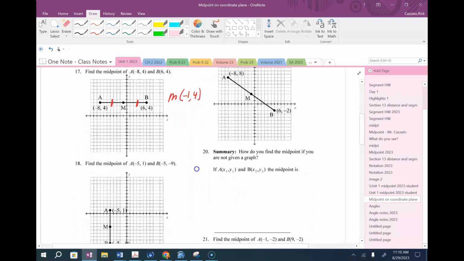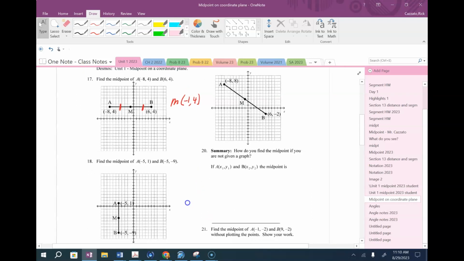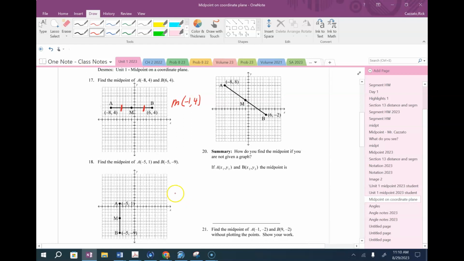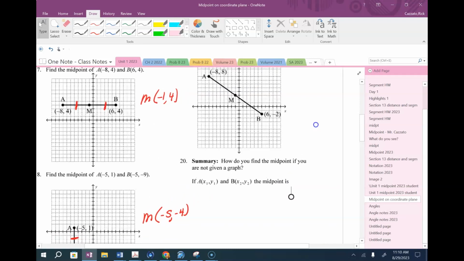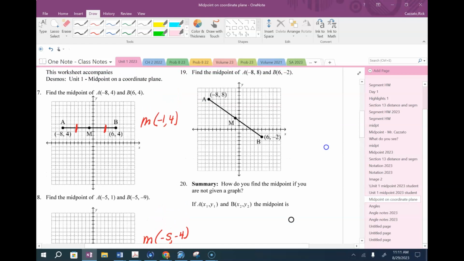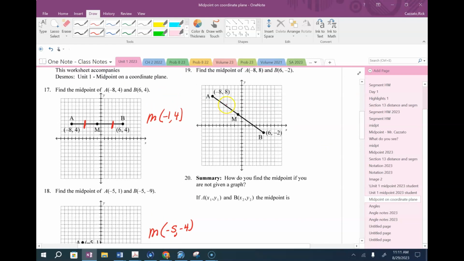If you look at problem number 18, if you were to find the midpoint there, the midpoint is -5, -4 when you find the ordered pair. And again, these segments are equal. I'm going to zoom in a little bit for problem number 19. If we look at problem number 19, again, the segments are equal. When you find point M, which is the midpoint, you will find it to be -1, 3.